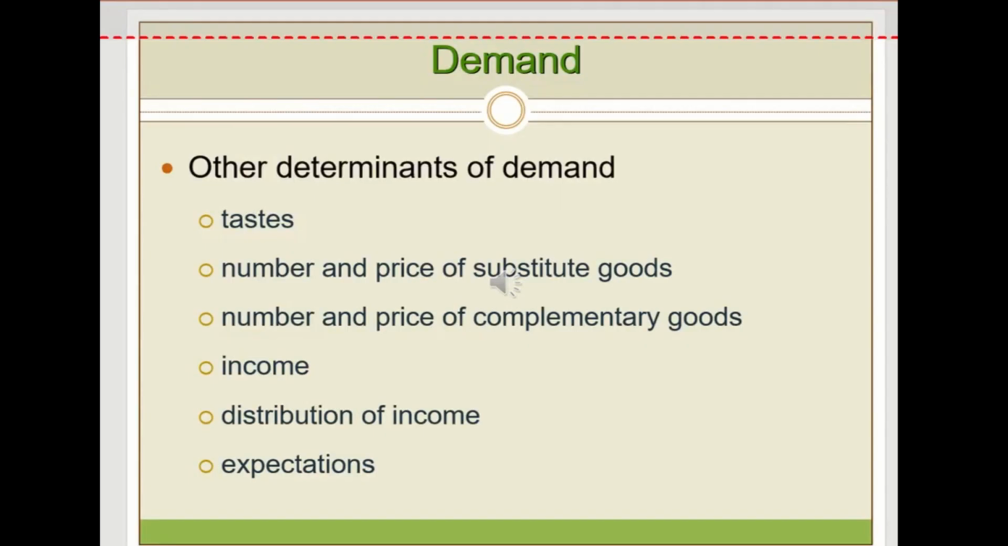The number and price of complementary goods. Complementary goods are goods that are used together, for example, cars and petrol. And substitute goods are goods that are substituting each other, for example, cigarettes and e-cigarettes. Income and the distribution of income is also a determinant of demand.